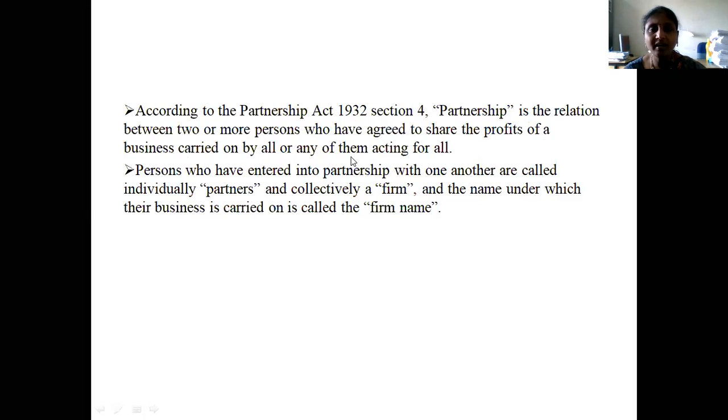by all or any one of them acting for all. So partnership అనేది ఏమంటున్నాడు? It is a relation. The relation between whom? 2 or many persons. So what they are doing? They are agreed to share the profits of a business carried by them. అంటే అందరూ క్యారీ చేయొచ్చు ఆ బిజినెస్ ని, or వాళ్ళలో కొంతమంది యాక్టివ్ గా ఉండి క్యారీ చేయొచ్చు అనమాట. That is the partnership. ఓకేనా?